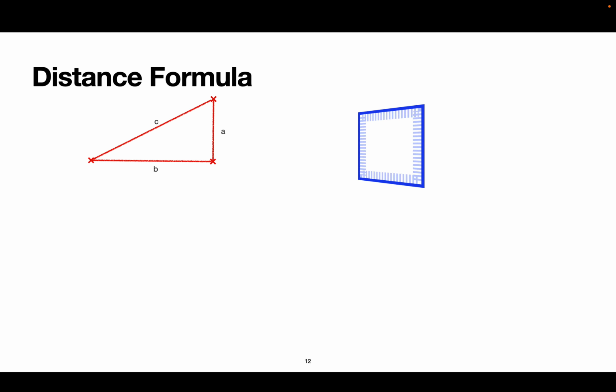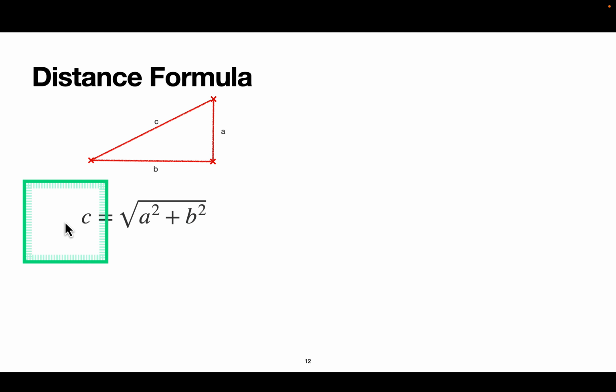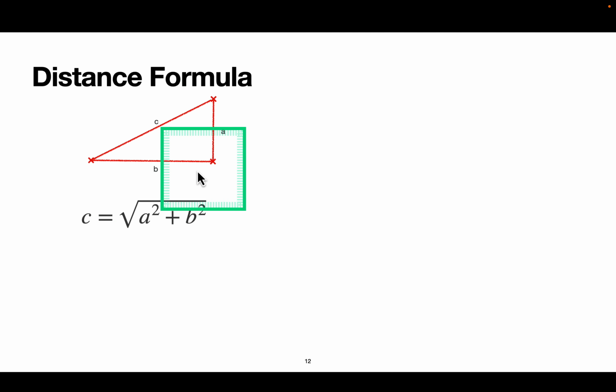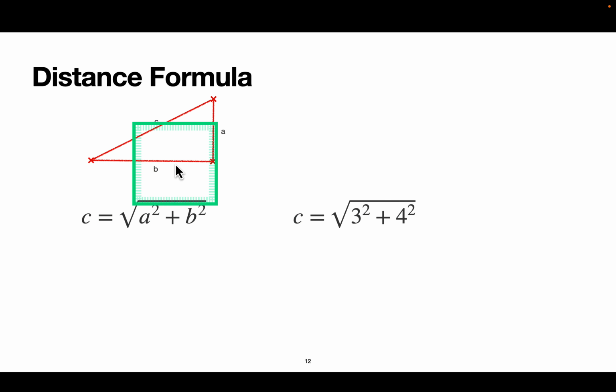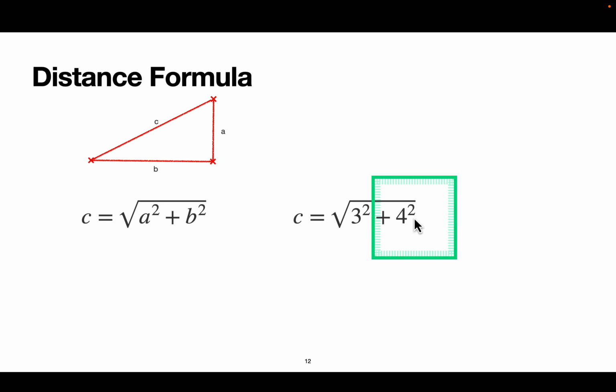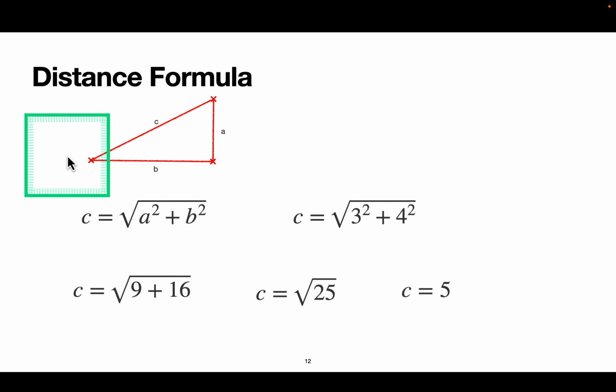So last is the distance formula. This is from your high school mathematics, school mathematics. This is Pythagoras. So what is the length of C? We just do a square plus b square, and square root. So if a and b are 3 and 4, 3 square plus 4 square, 9 plus 16, and the square root of 25. So C will be 5.